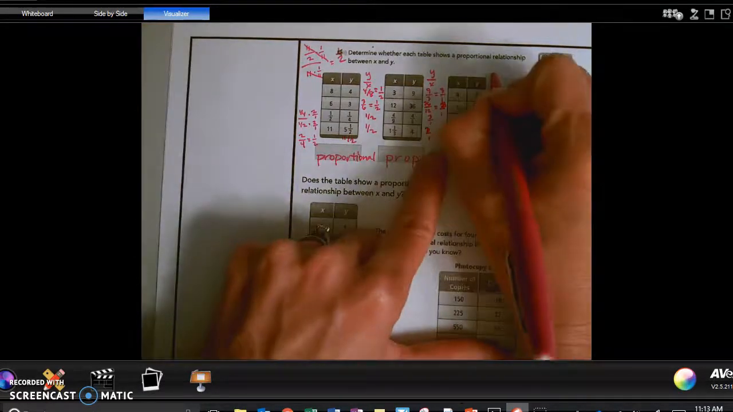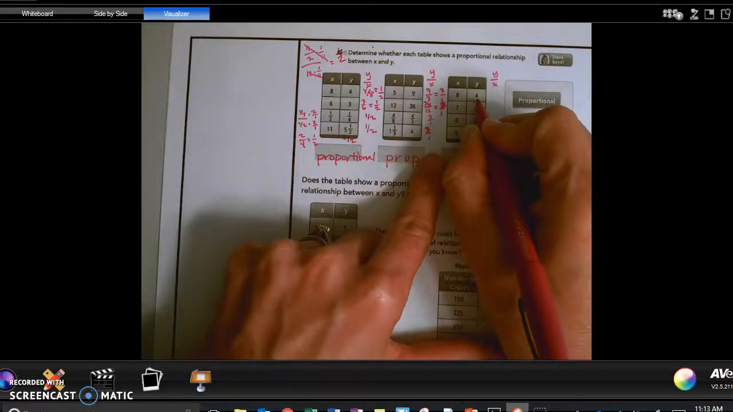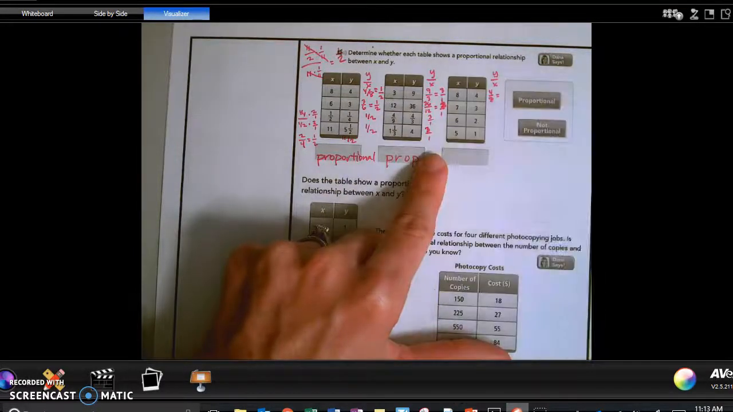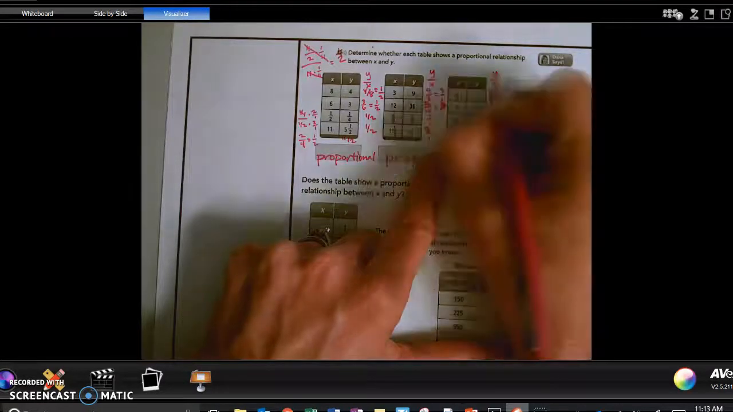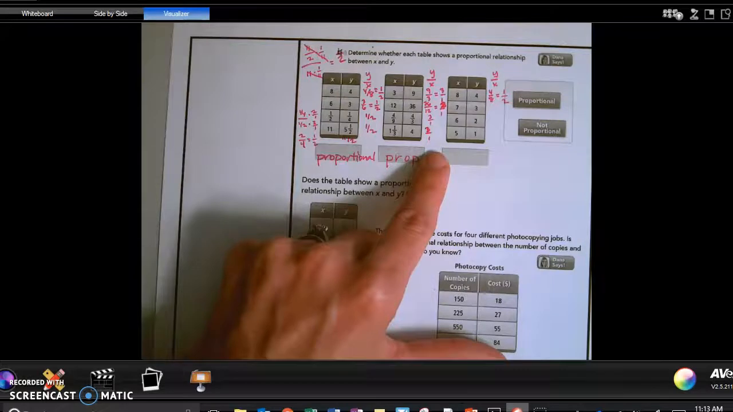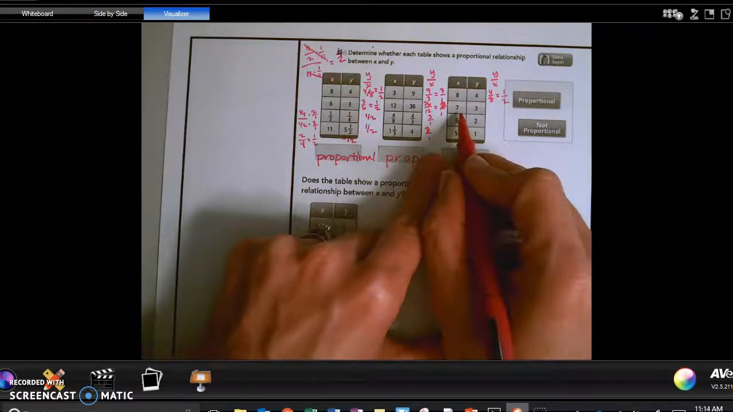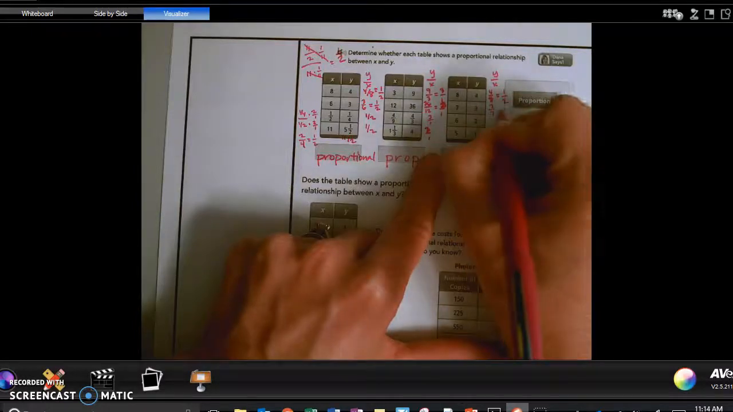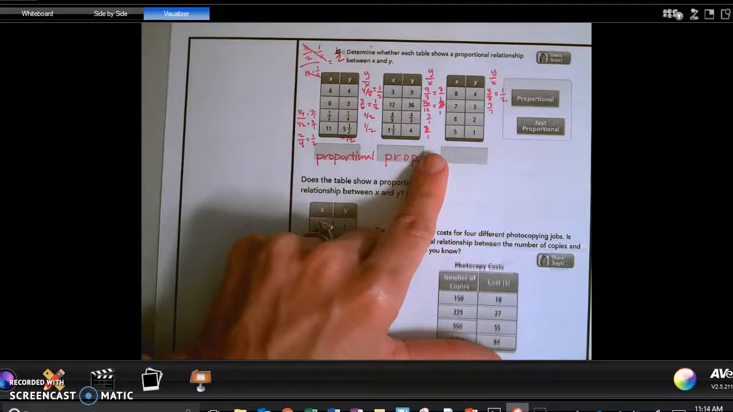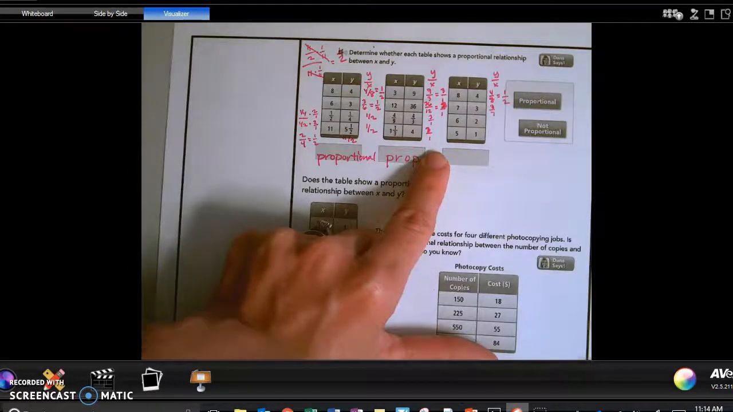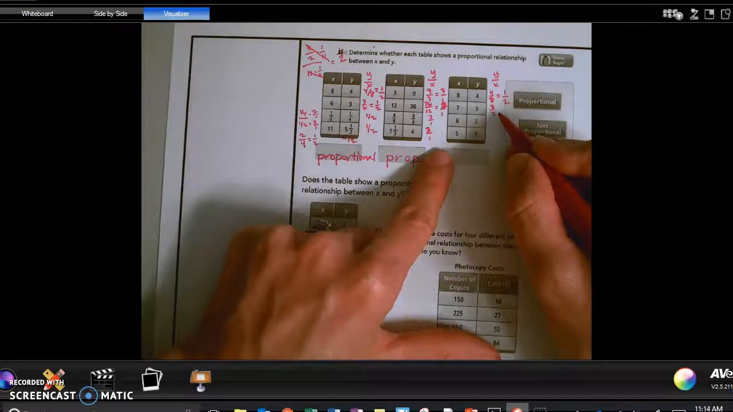Let's check our last table here. I'm going to again compare y to x. So I'm going to compare 4 to 8. Well, I know that 4/8 will reduce to 1/2 because 4 divided by 4 is 1, 8 divided by 4 is 2. In my second row, I'm going to compare y to x, which is 3 to 7. I know that 3/7 is not equivalent to 1/2, and that won't reduce any further. So already I see that I don't have a common ratio.